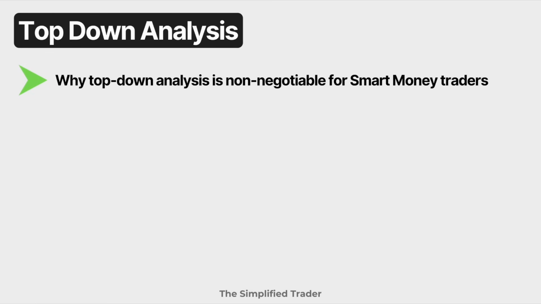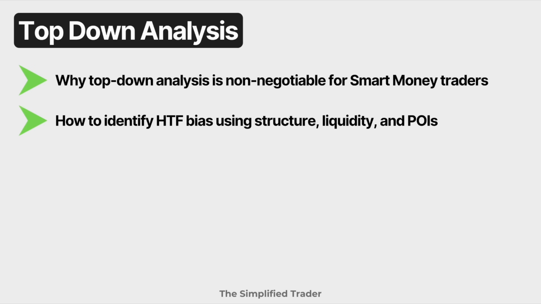So why is top-down analysis non-negotiable for smart money traders? Before you even think about entering a trade, you need to know where you are in the bigger picture. Smart money doesn't just react to candles. It moves based on higher time frame liquidity and structure. If you are trading without a clear higher time frame bias, you are basically guessing. Top-down analysis helps us align with institutional order flow, and that's what gives our entries real power. We are going to talk about how to identify higher time frame bias using structure, liquidity, and points of interest.